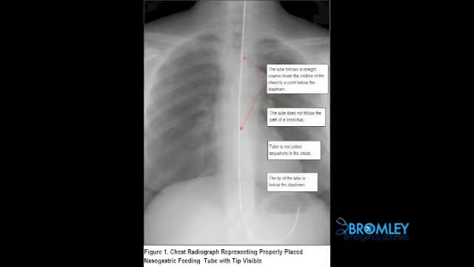Having passed the nasogastric tube, it is now good practice to perform a chest X-ray to ensure the correct positioning of this tube. You are specifically looking to see that the NG tube is below the level of the diaphragm and that the tube does not follow the path of a bronchus.